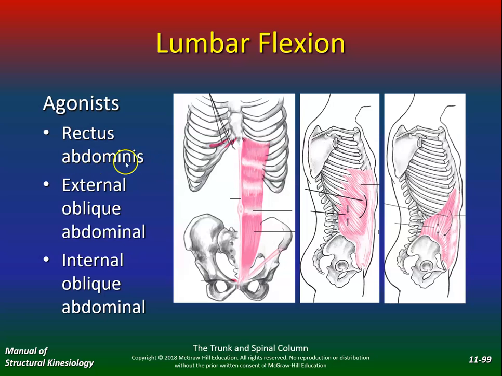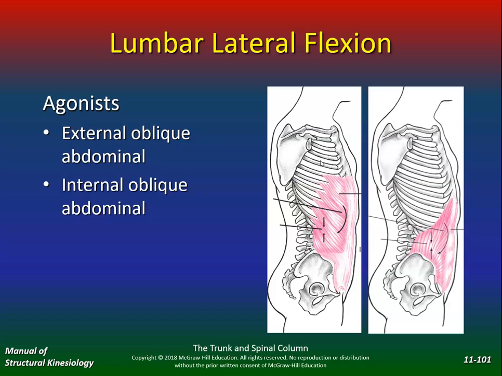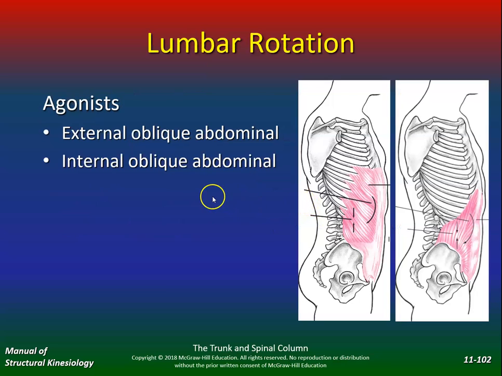Lumbar flexion, you've got rectus abdominis, obliques are going to bend your spine forward. To extend your spine, you're going to get the Quadratus Lumborum. So again, if you're in that pelvic tilt, always extended, your Quadratus Lumborum is going to be tight. That's why you get low back pain. Lumbar lateral flexion, you've got the obliques. And then lumbar rotation, you've got the internal and external obliques. Okay. All right, good job.